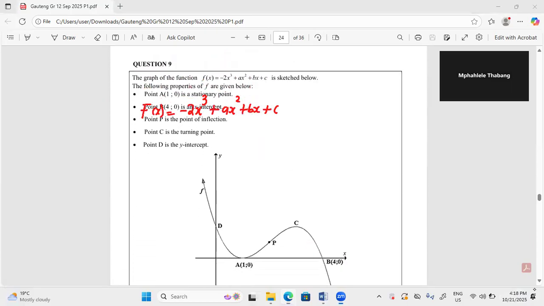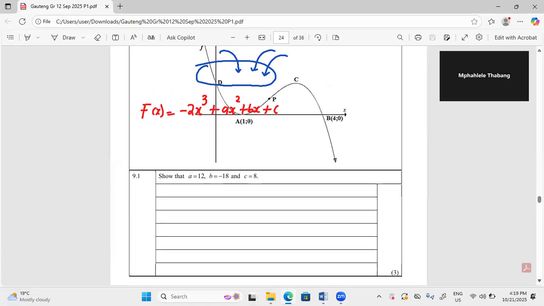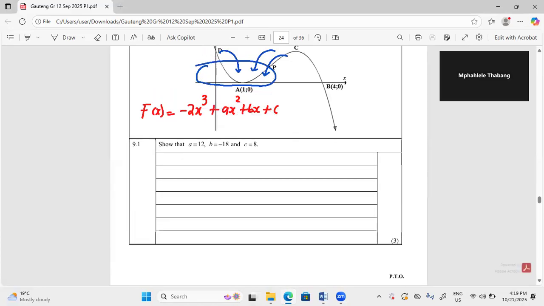I'm referring to this f of x. It's been provided to you, this one. So your goal now is to find a, find b, and find c. This is your goal. And how do we find a, b, and c? We use this formula to interpret our cubic graph.